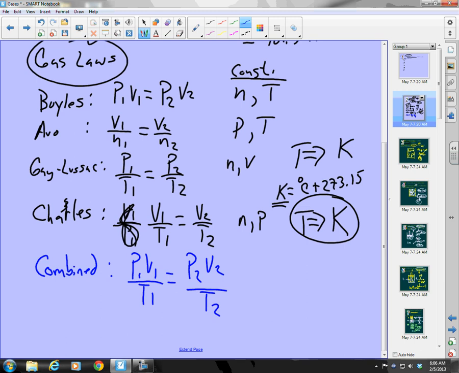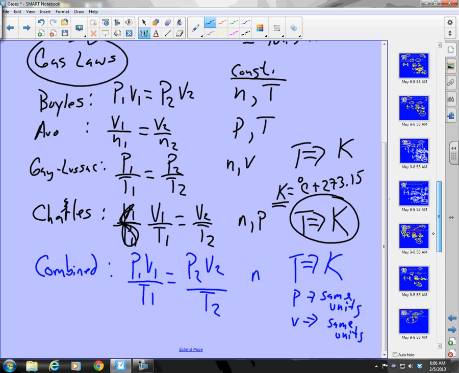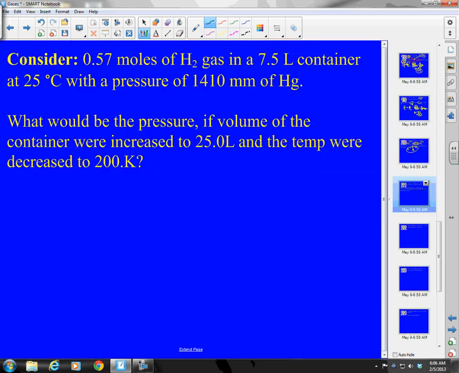And what's constant? Moles are constant. And what do we know? T is going to have to be in Kelvin. Yeah, I can handle that. And the pressures and volumes can be anything as long as they are consistent. As long as the P's are in the same unit and the V's are in the same units, we can use any units we want for pressure and volume. Got it? All right, that's a piece of cake.